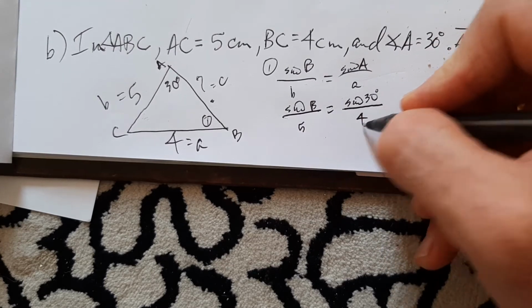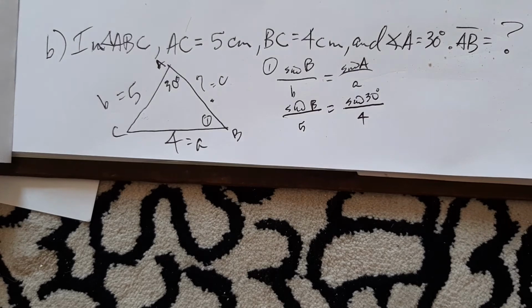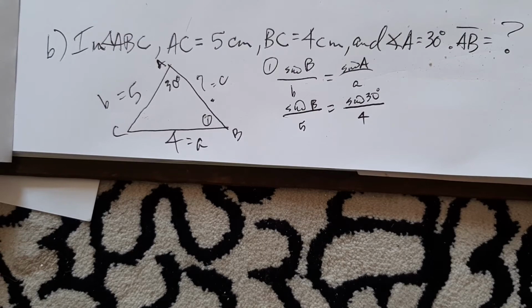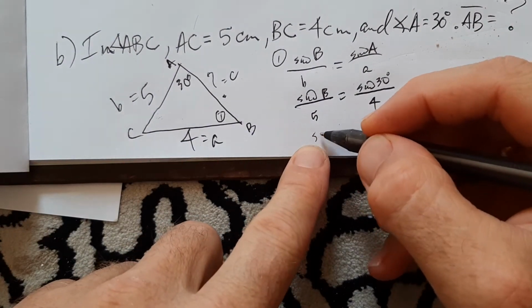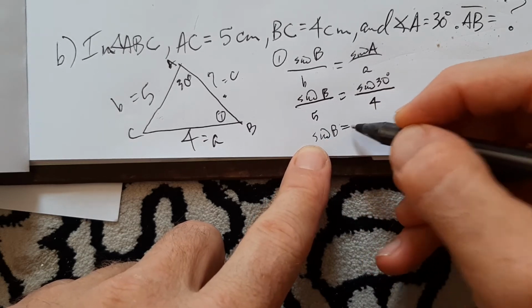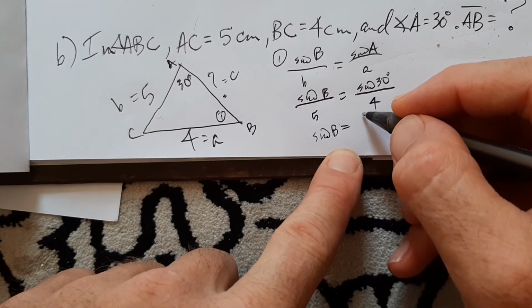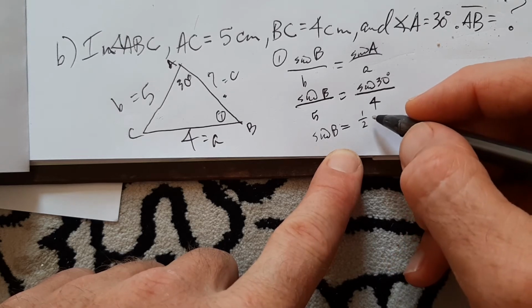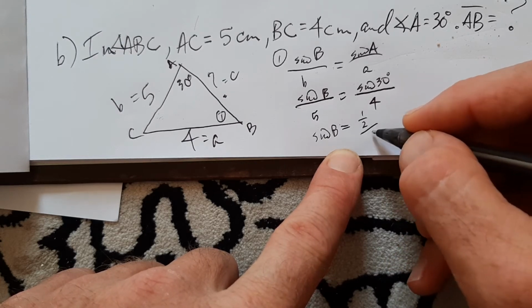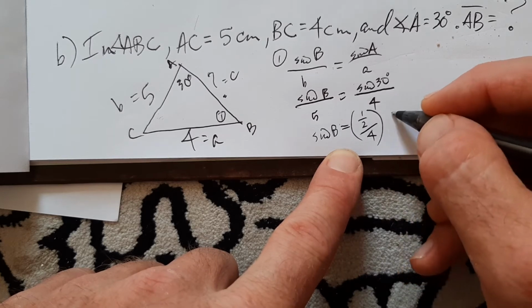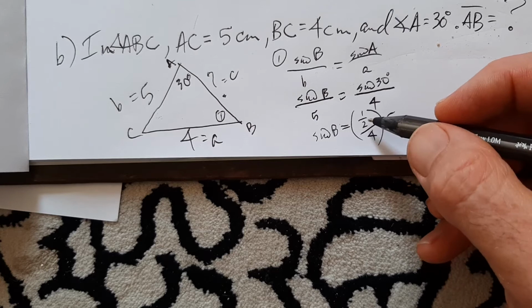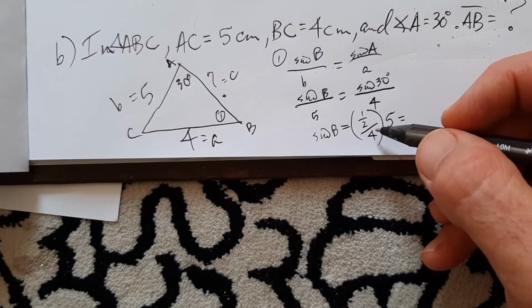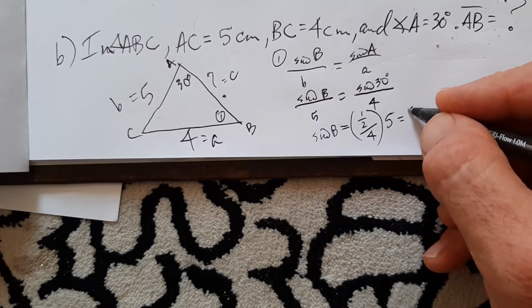Over 4. Sine of 30 is a half. Am I correct? Yeah. Sine of 30 is 1/2, so I don't even have to put that in my calculator. So now I'm going to have sine of B equals 1/2 divided by 4. That's going to go to 1/8, divided by 4 times 5. That's going to be 5/8. Am I correct? A half divided by 4 would be 1/8 times 5, 5/8.